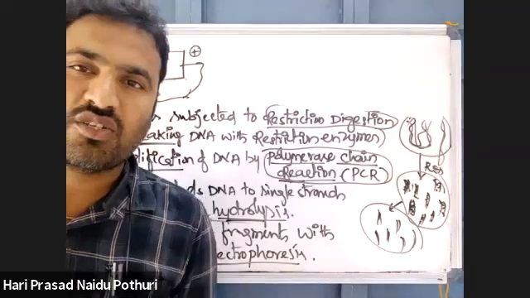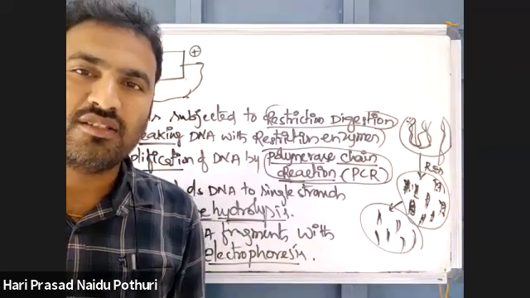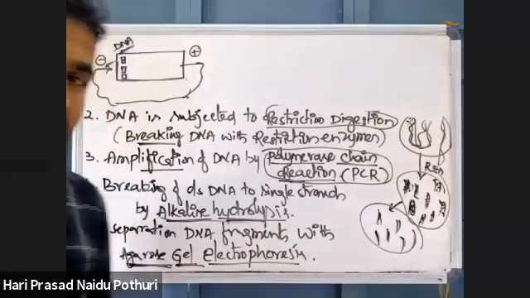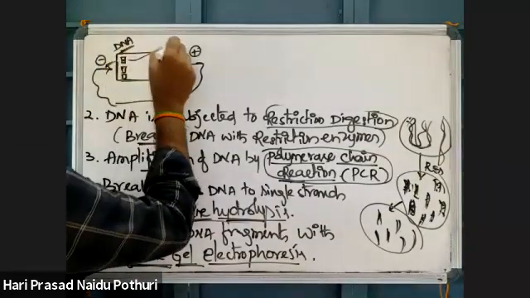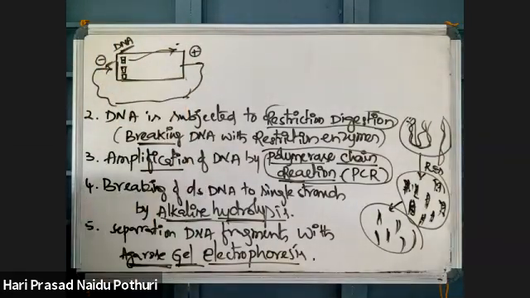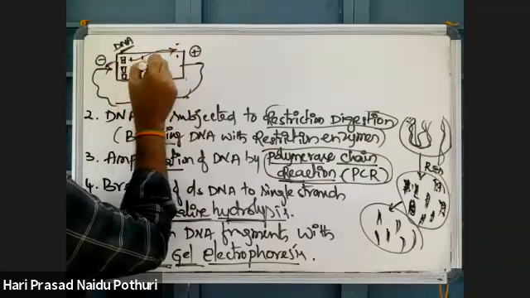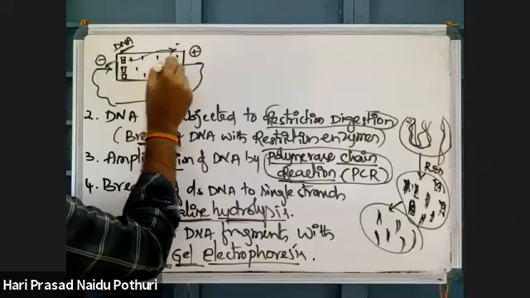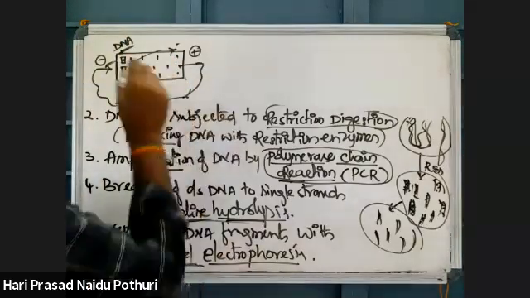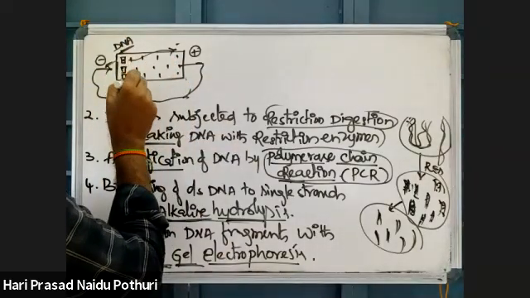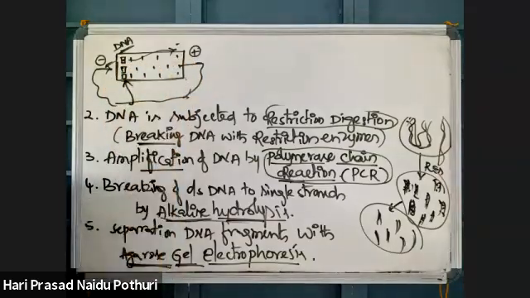Negative charge, minus charge is there. As the negative charge is there, it will move towards the positively charged electrode. Yes or no? So the DNA fragments will be moving towards the positive electrode, which is the anode. So the DNA fragments we should place near the cathode, and they will migrate towards the anode.